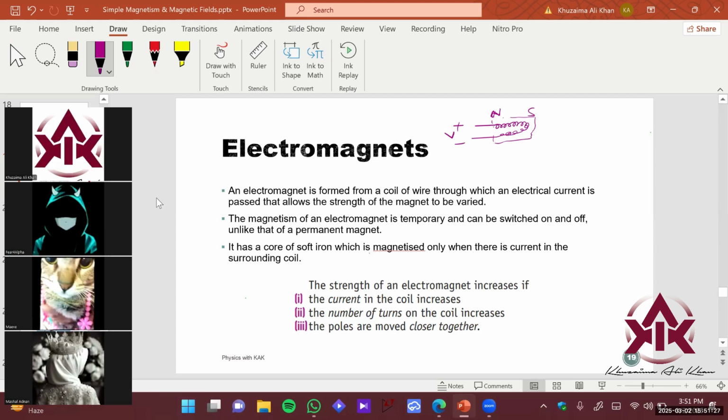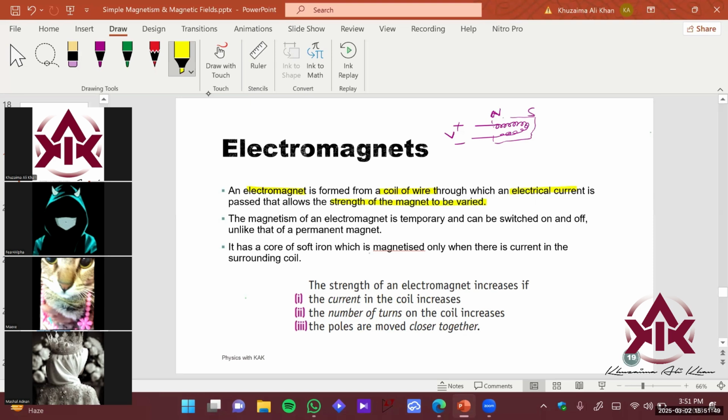So we have now combined electricity and magnetism together over here. That is the beauty of physics, right? You can cross-combine the fields over here. So let's see what an electromagnet is. An electromagnet is formed from a coil of wire through which electric current flows, and which allows the strength of a magnet to be varied here, right?